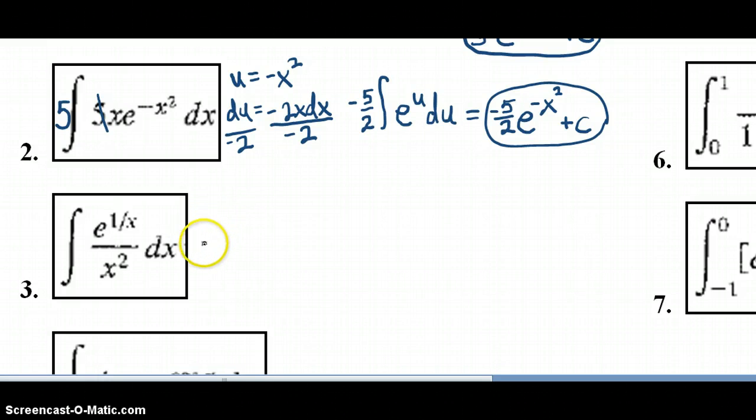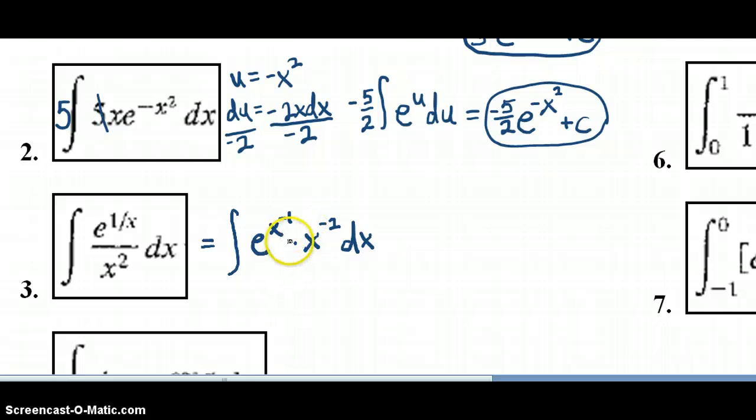But before we do that, I'm going to first rewrite my integral. And I'm going to rewrite my integral so that it's a little easier to identify what my u is going to be. So e to the 1 over x power is really e raised to the x to the negative 1 power. And instead of writing divided by x squared, I'm going to write times x to the negative 2 power dx. And the reason I do that is so that it's going to be a little easier to do my u sub after I identify u.